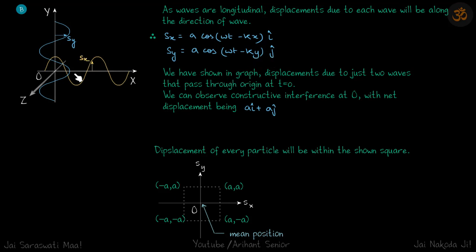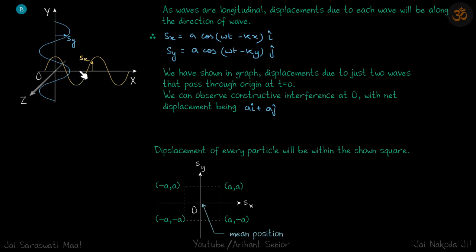And we have shown in this graph displacements due to just two waves that pass through the origin at t equal to 0. Now we can observe constructive interference at O. You can see both will reach the peak at the same time, with net displacement being a i cap plus a j cap at t equal to 0. So this is the maximum displacement. Let's say this is the mean position. So maximum displacement is this. You can imagine it will go to the other side also, and when it goes to the other side, it will reach this location, minus a comma minus a.